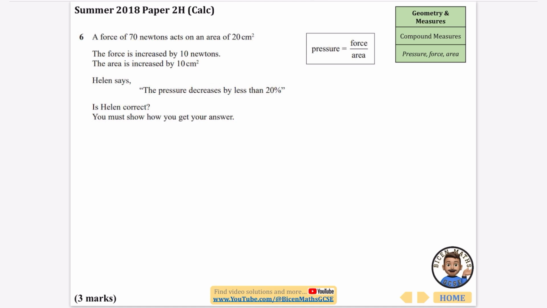So let's work out then what the pressure is to begin with. And there's lots of different ways you could do this one, but let's work out the original pressure. It is the force divided by the area, and this is a calculator one, but 70 divided by 20 is 7 divided by 2, which is 3.5. And the units for this are newtons per centimetre squared, but we don't necessarily need to know this.